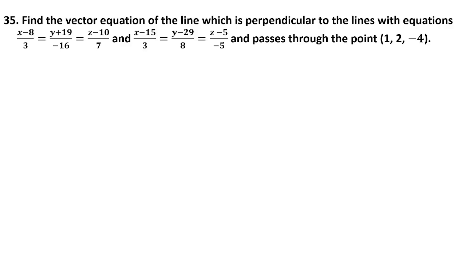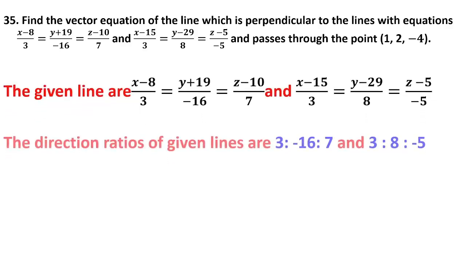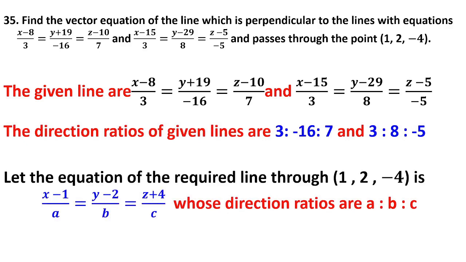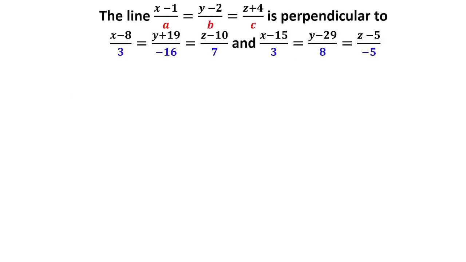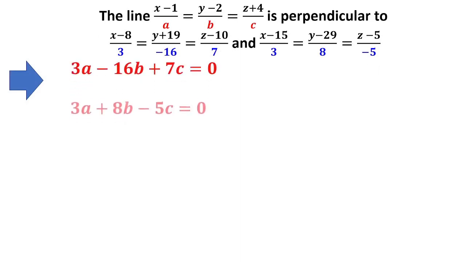Find the vector equation of the line which is perpendicular to the given line and passes through the point. And the given lines are this, and the direction ratios are this. Then the equation of the line, let us write it as (x minus 1) by a, (y minus 2) by b, (z plus 4) by c. Our job is only to find the values of a, b, c. For that I am using the condition that the required line is perpendicular to both. I will get two equations, making use of a1a2 plus b1b2 plus c1c2 is equal to 0.